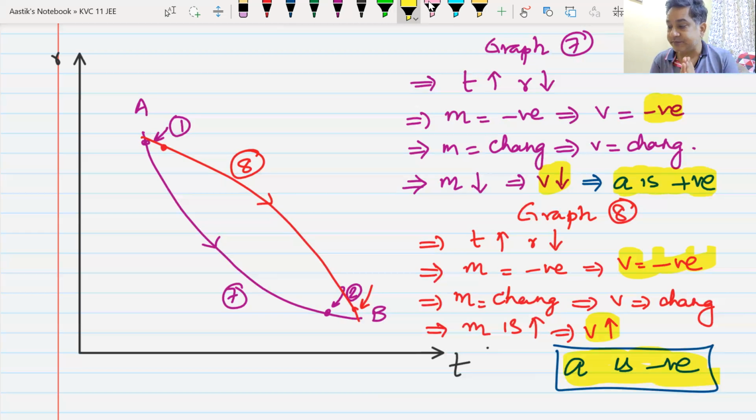Yes. We will do some questions of this position-time graph in the next class, and we will try to do the velocity-time graph as well as the acceleration-time graph and see if we can wind up the chapter in the next class.